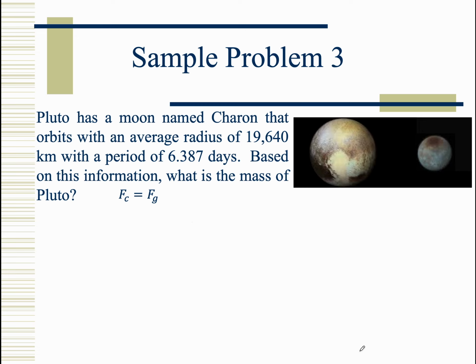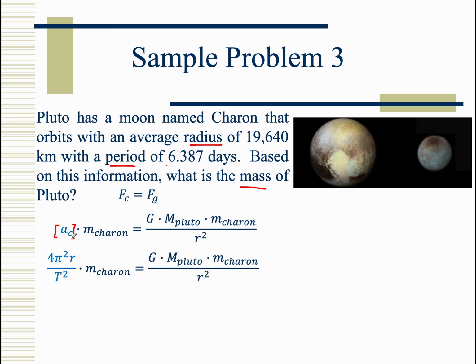We've got an orbit here, but we're trying to find the mass of Pluto. We've got period and we have radius. Which equation am I going to use here for centripetal acceleration? Well, I'm going to use this one, the 4 pi squared r over t squared. The mass of Charon, the moon, actually is not critical to find the mass of Pluto.